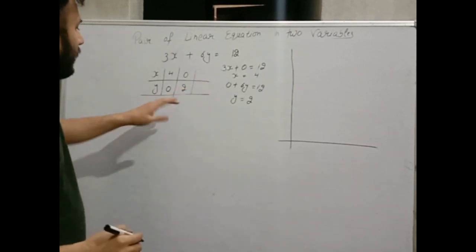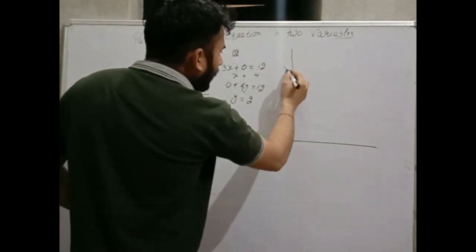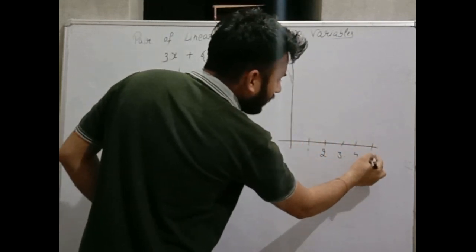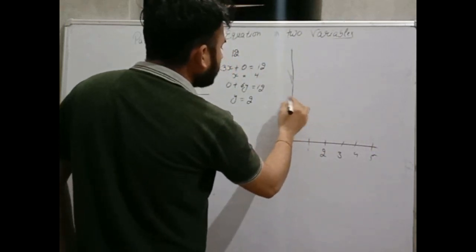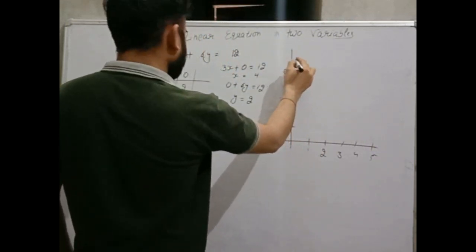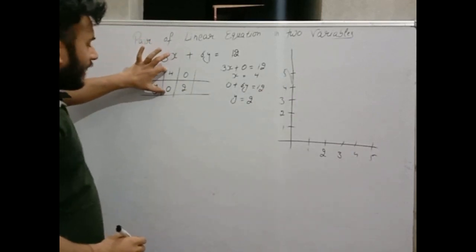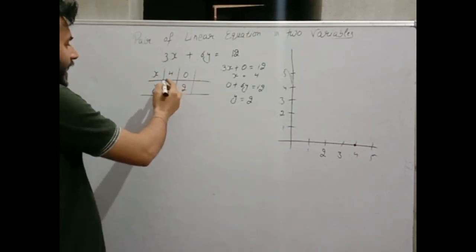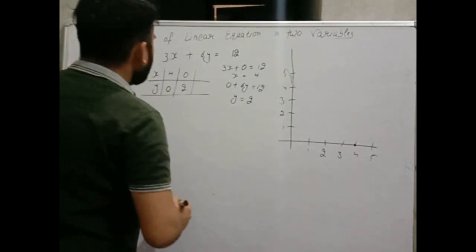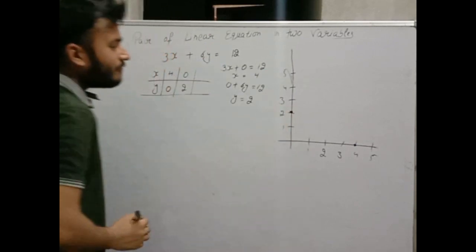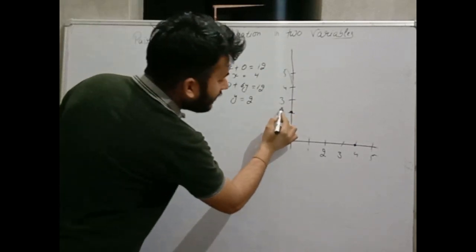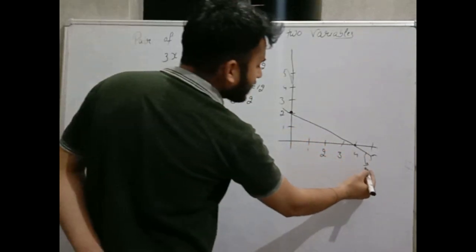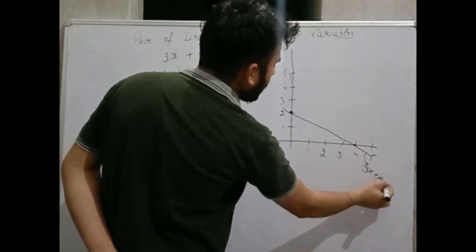Now, we will represent the equation on the graph by plotting the points. If x is equal to 4 and y is 0, here x is 4 and y is 0. And y equals 2, x is 0. This is the point with x 0, y 2. Join these two points. This line represents the equation 3x plus 6y equals 12.